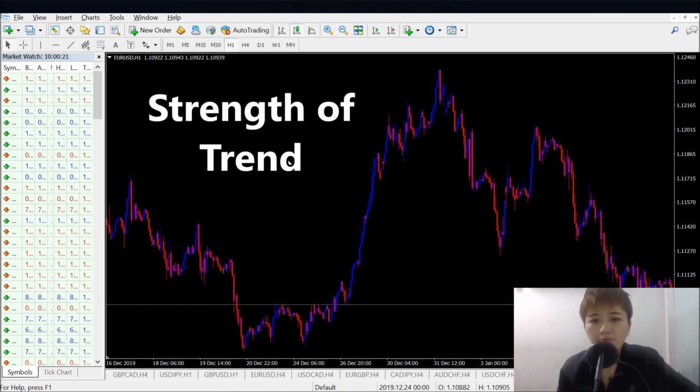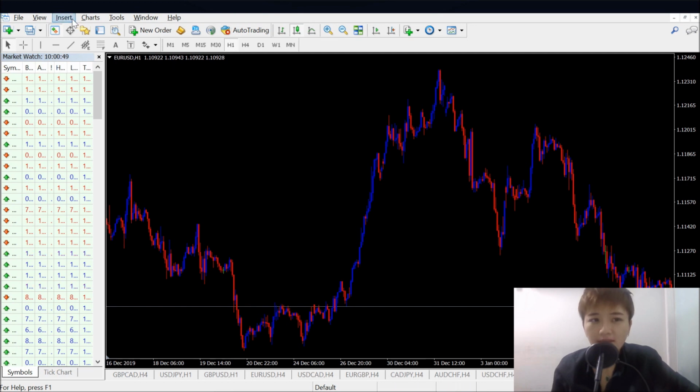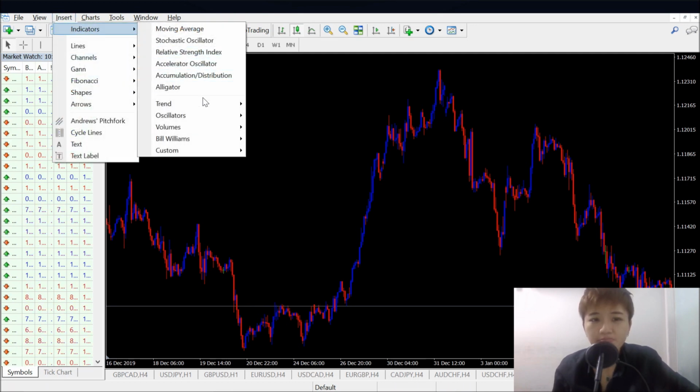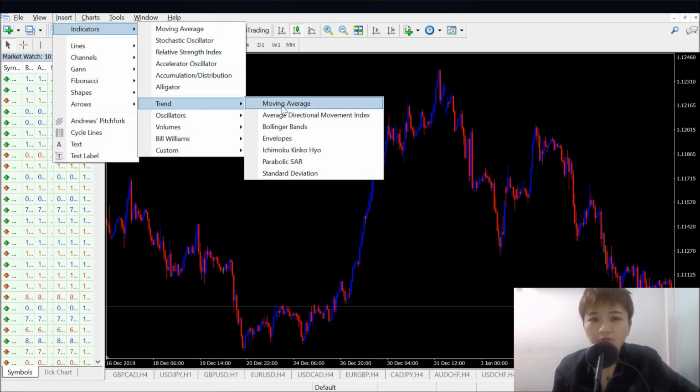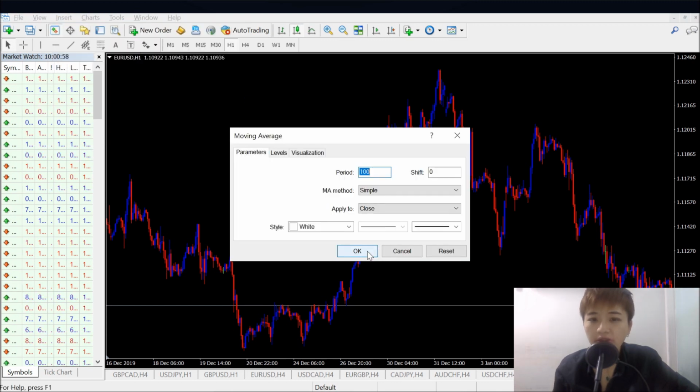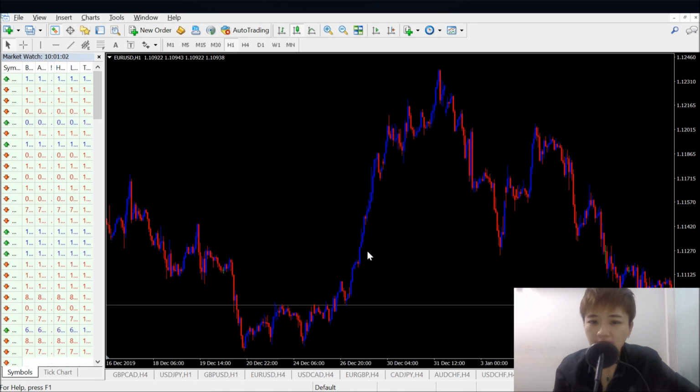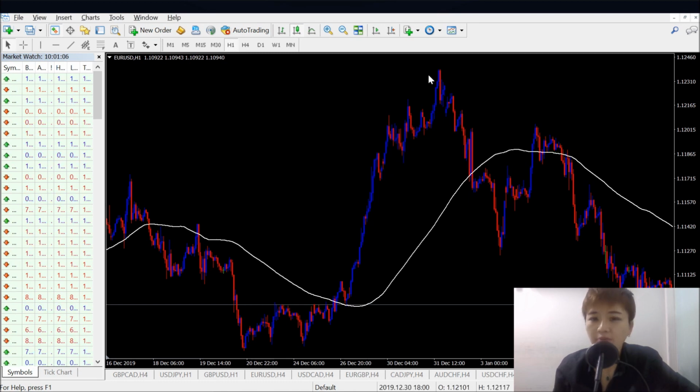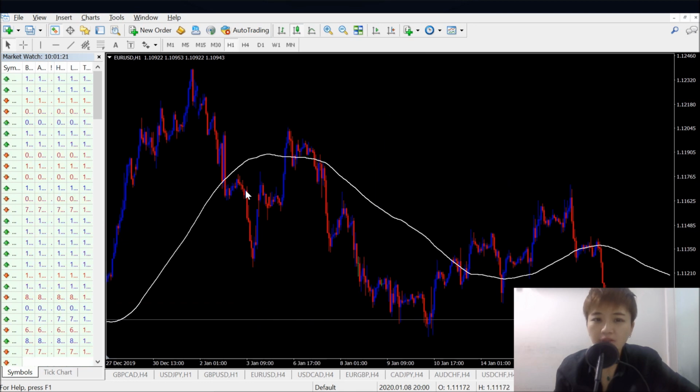So basically what trend indicators allow you to do is help you determine the strength of the trend. There are many trend indicators. The first one is moving averages. A very common moving average that people use is, for example, 100 SMA. You put that in. When prices are above 100 SMA, you're trading the bullish trend. When it goes below 100 SMA, then you're trading in the bearish trend.